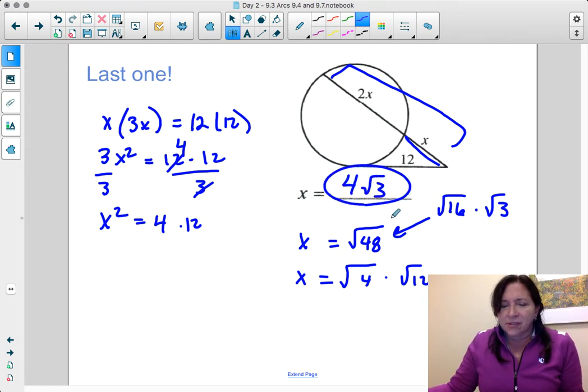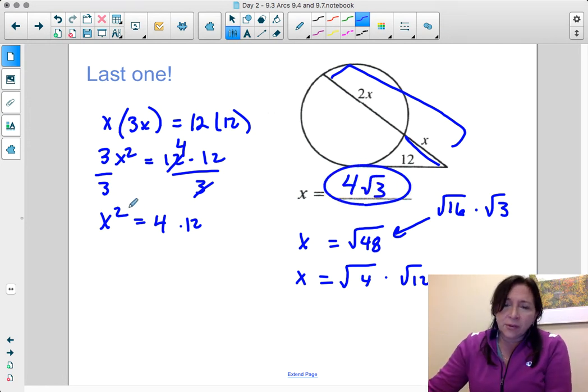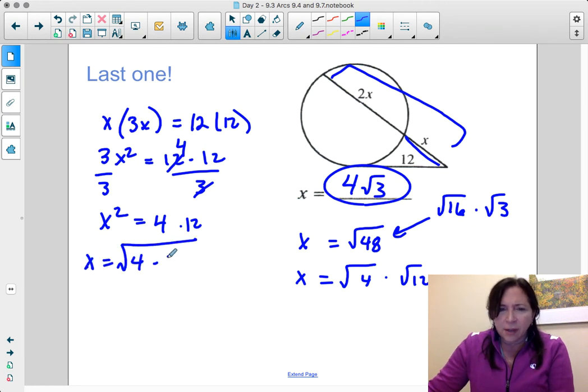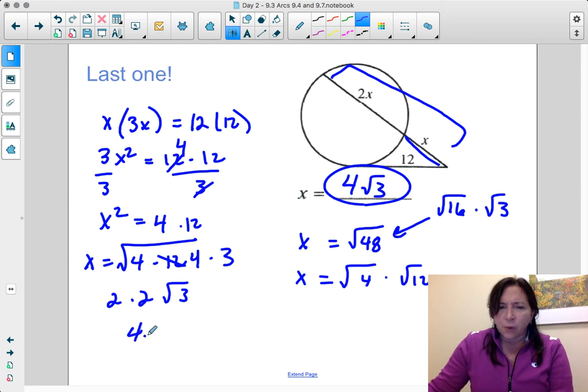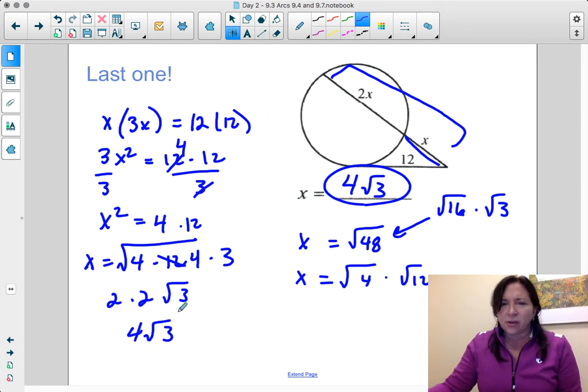But because this is math and we have so many different ways to do these problems, I'm just going to continue doing this. And I've got 4 times 12. Square root of 12 is 4 times 3. So we have square root of 4 is 2. Square root of 4 is 2. Square root of 3 is root 3. So we have 4 root 3. So, like I said, there's so many different ways to do these problems. Pick one way that you like and stick with it.